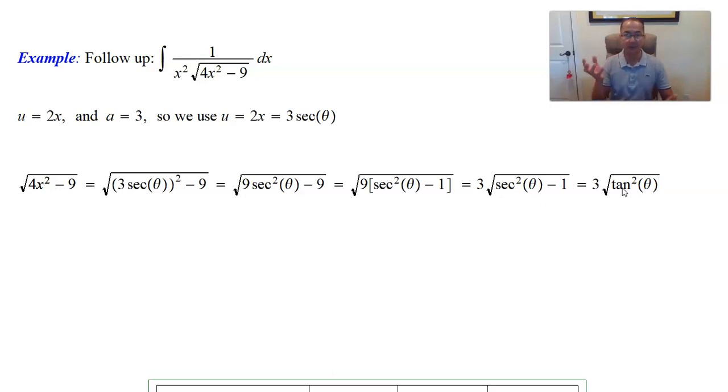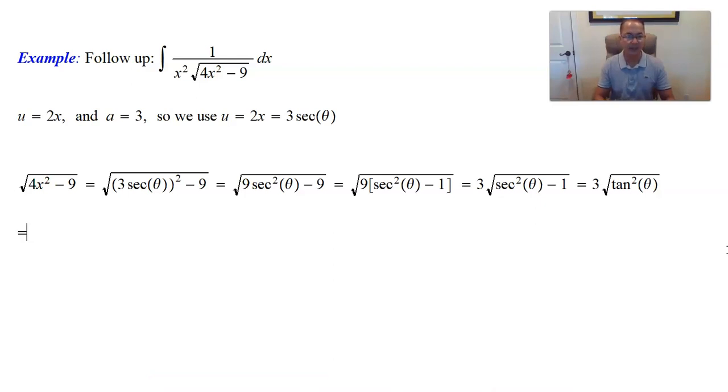So again, this is the one with the weird restriction. We are in the first and the third quadrant. So the tangent is positive in those two quadrants. We simply get 3 tangent theta. Let's do it on the next slide. 3 tangent theta. Excellent.